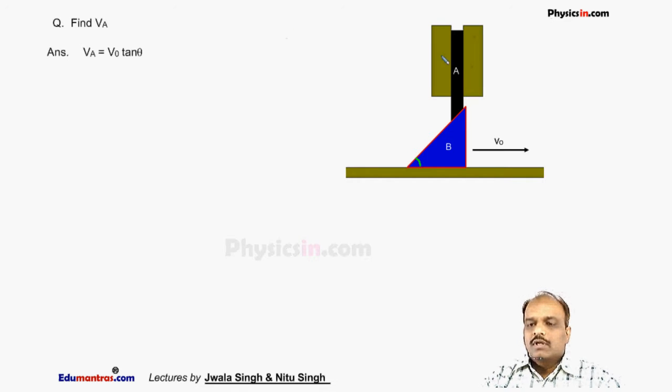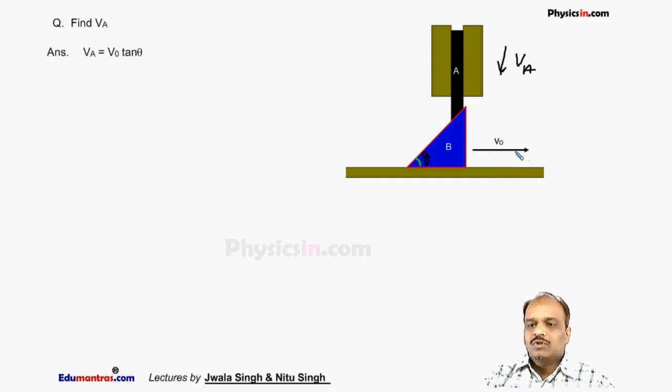Now see, this is a rod A which is free to fall vertically downward, and this triangular wedge B which is free to move horizontally. As this rod falls, B moves horizontally, or when B moves horizontally, this rod A falls vertically downward. Now we have to find the speed of A. What is VA, if this angle is theta and if B is moving with speed V0?